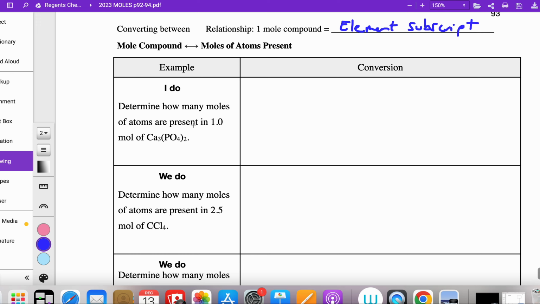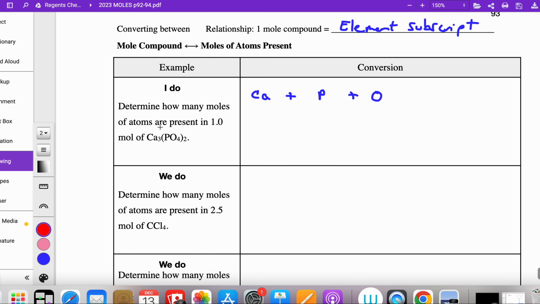So take a look at this. If I have 1 mole of the compound and I want to determine the number of moles of the atoms or the elements present, this is how I would solve it. So in this compound, I have calcium, I have phosphorus, and I have oxygen. Those are the 3 different elements found in this compound, calcium phosphate.